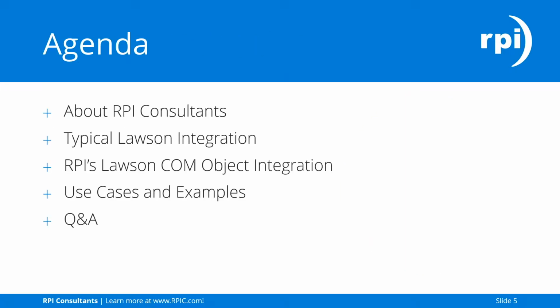And for today's agenda, we're going to cover just a little bit about RPI, give you an idea of who we are and what we do. We're going to go through a typical Lawson integration, as well as give you an overview of our RPI Lawson COM Object integration. Follow up with some use case examples, and then end our session with a Q&A.